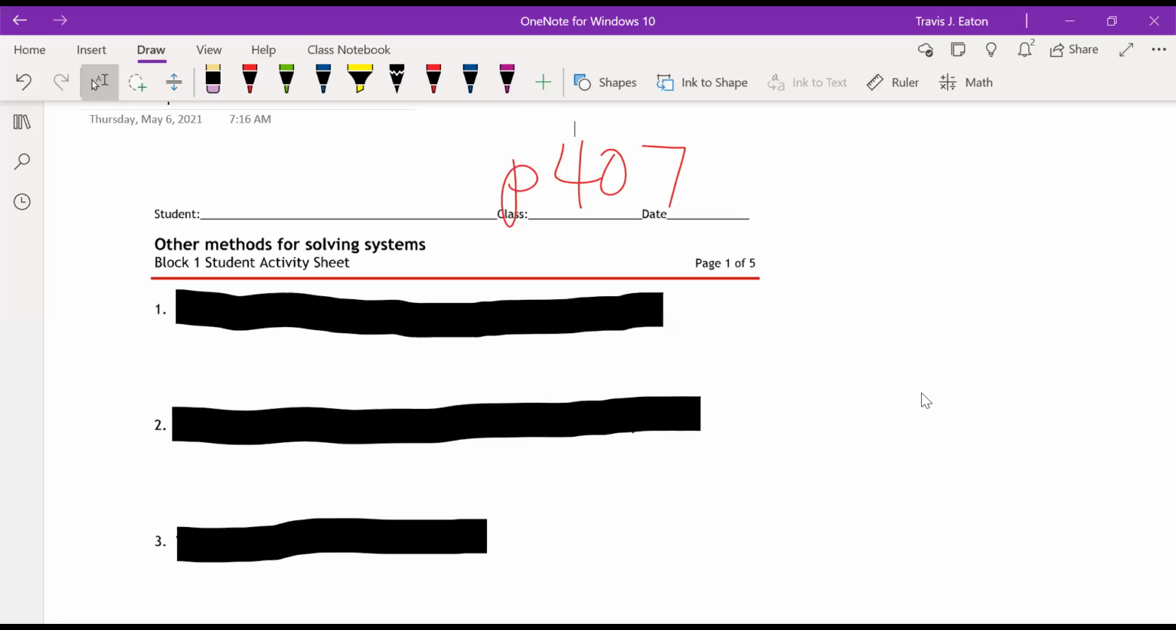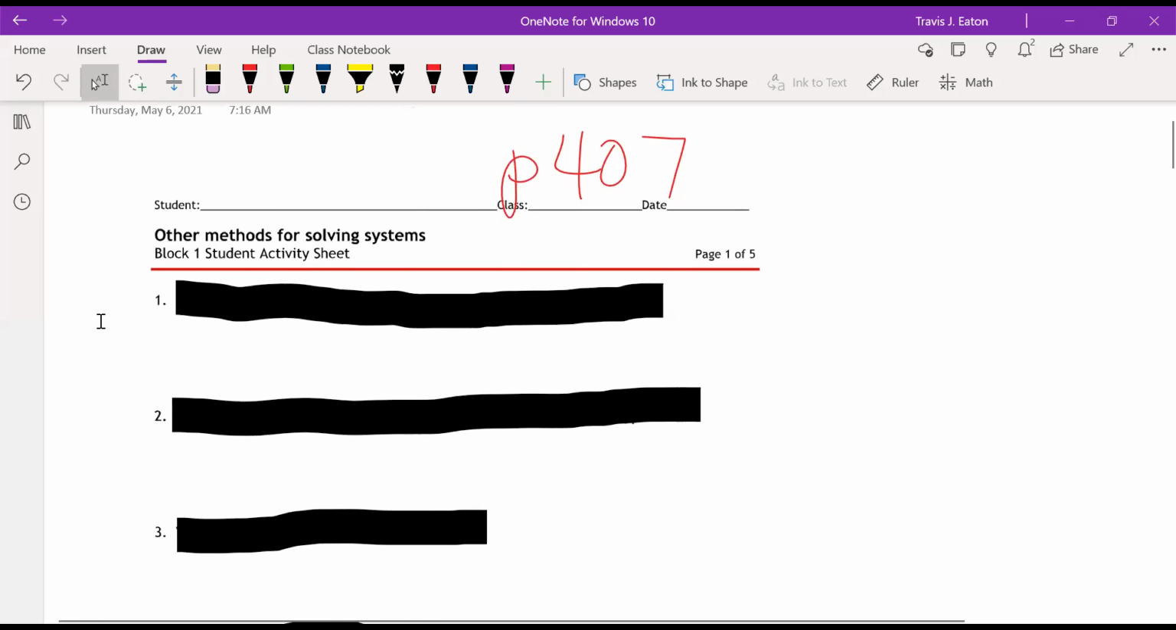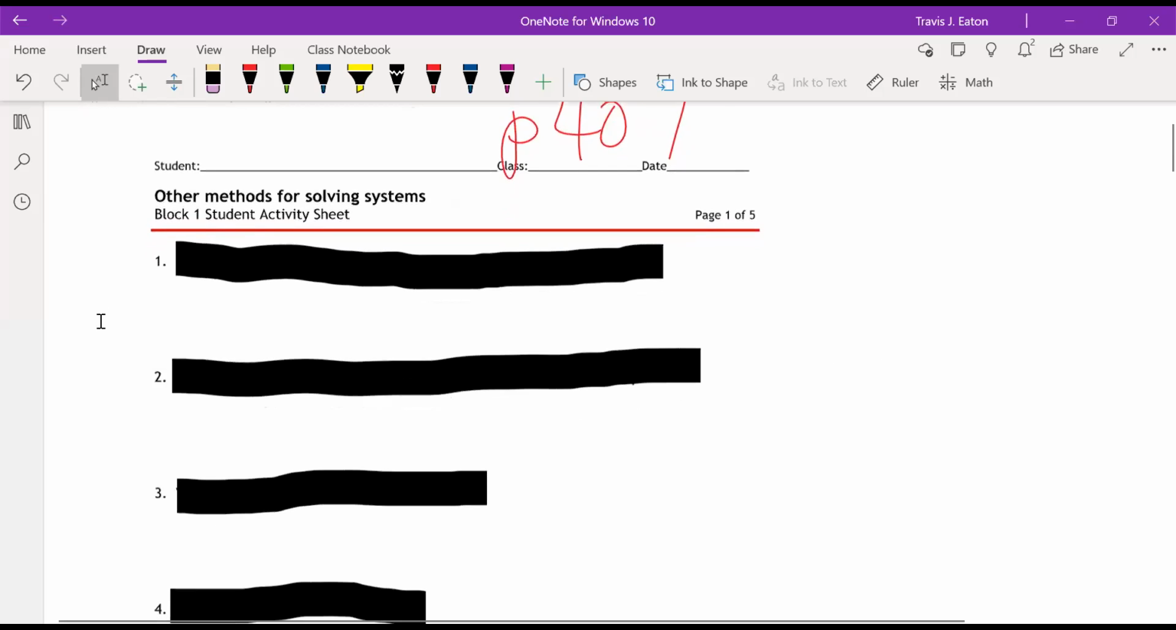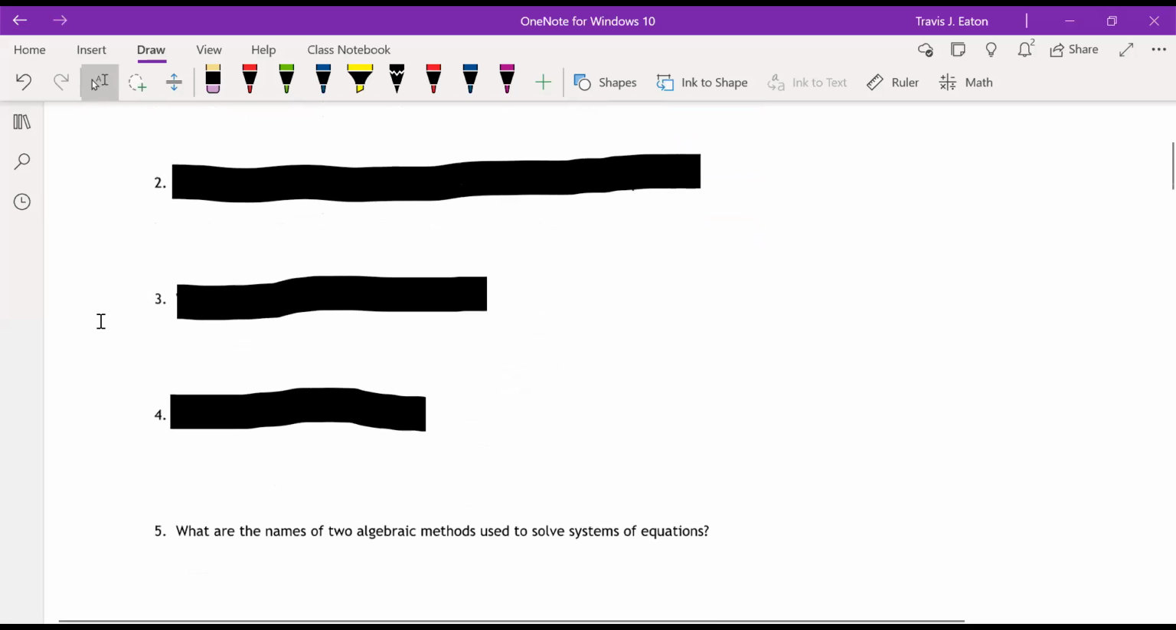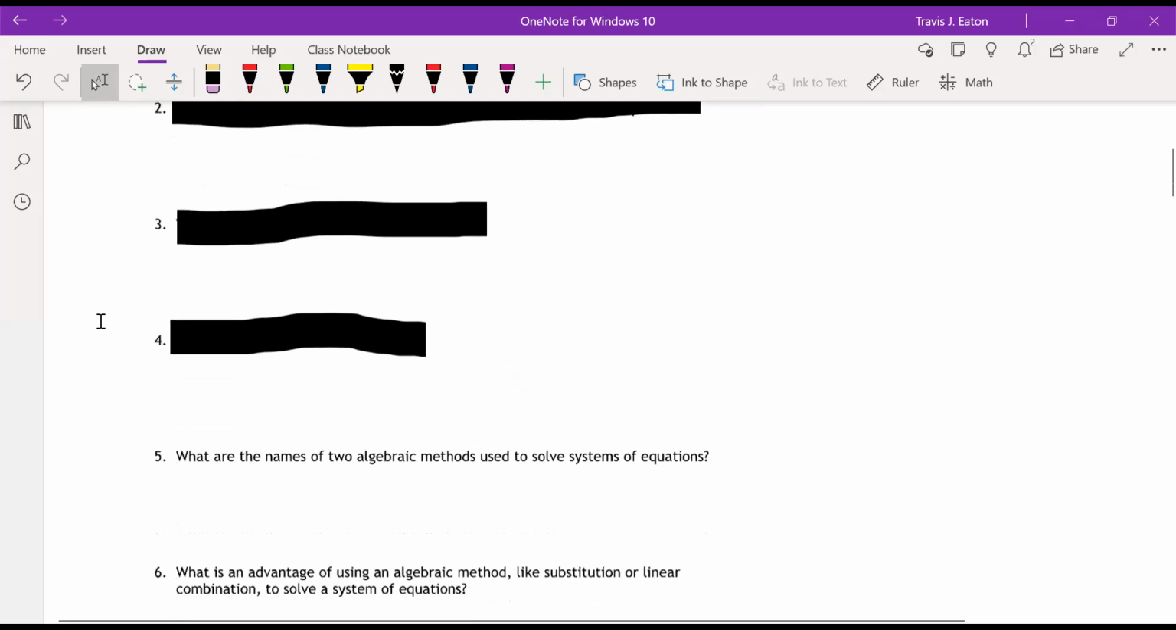So today we're looking at different methods to solve systems of equations besides graphing or drawing a table, which can be quite cumbersome. And that's kind of what these first few questions that I blocked out talk about. And we don't need them. So let's take a look, starting with question 5.